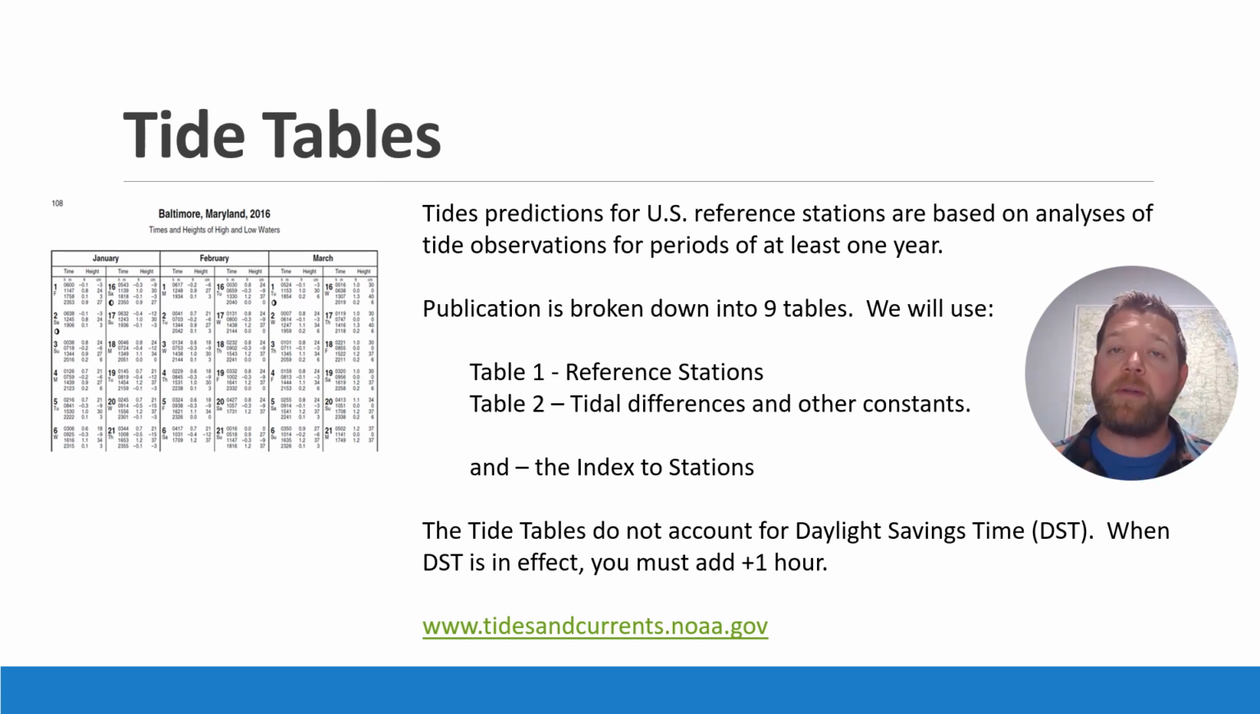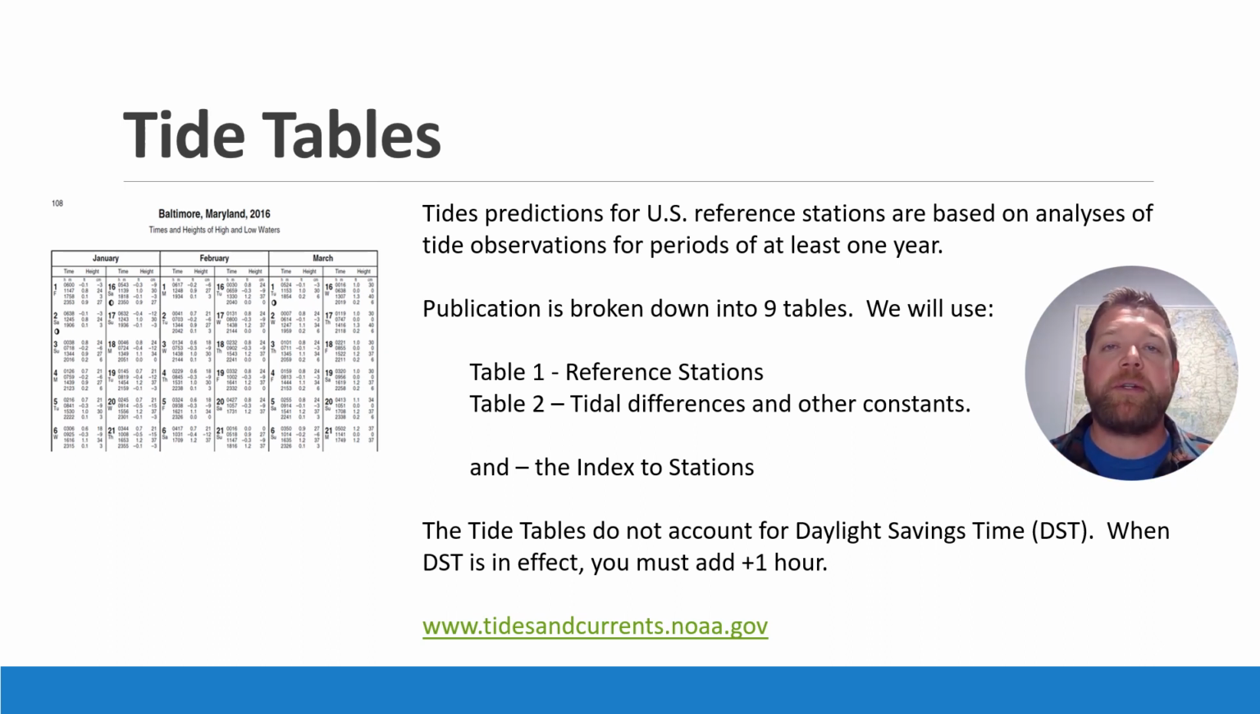So one thing I always say in class is make sure you're using the right publication when you start to work some of these problems. So I'm going to go through the different sections in this book that we're going to be using. So we break this down. There's a bunch of different tables in this tide table book, and we're going to be using two of them plus the index. All right, so we have table one.